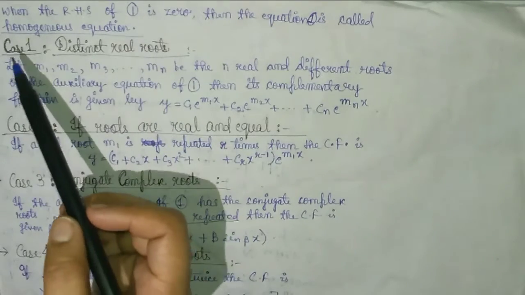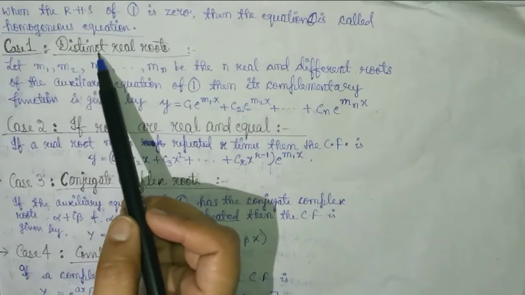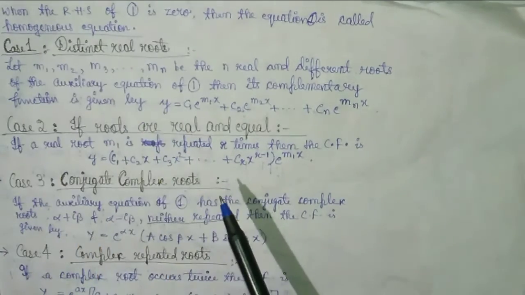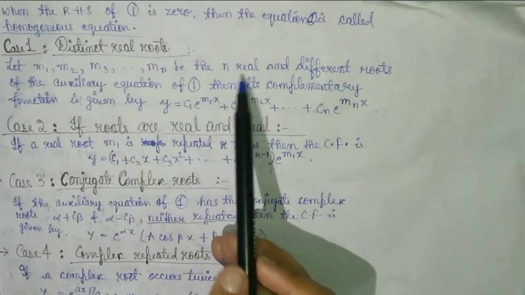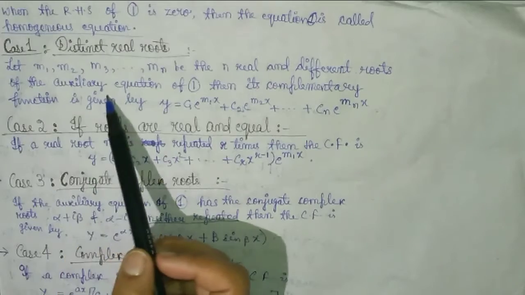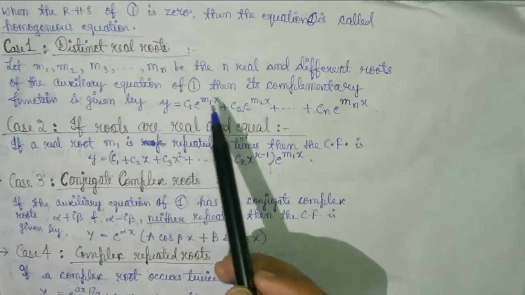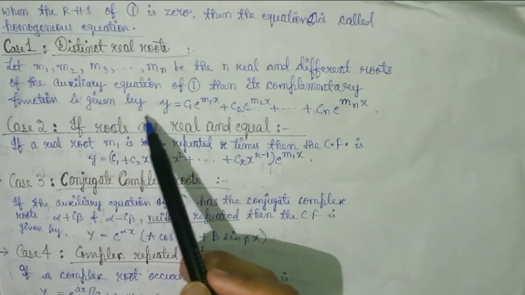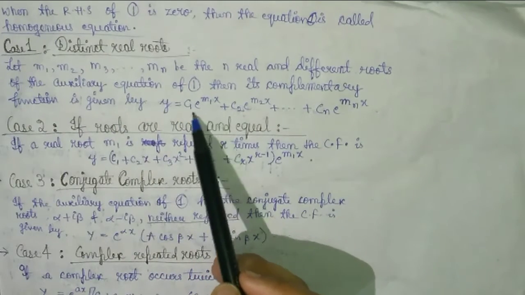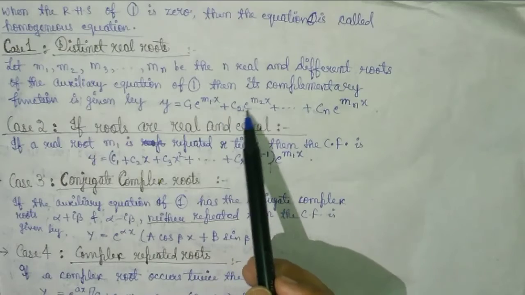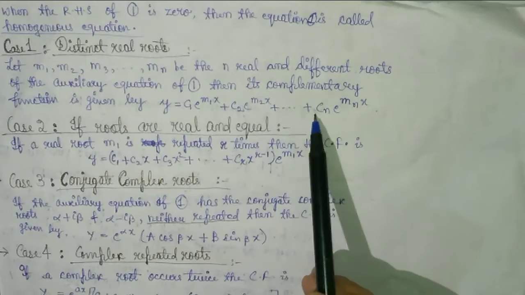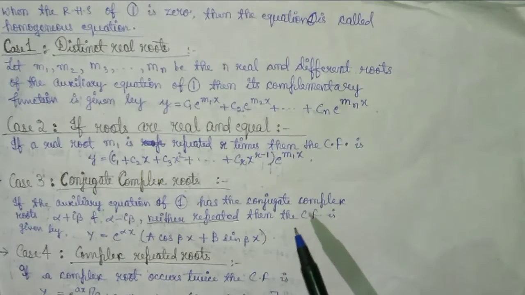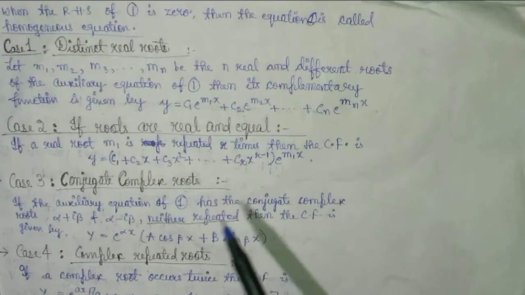Case 1: if the roots are real and distinct, meaning different. Let m1, m2, m3 and up to mn be the n real and different roots of the auxiliary equation of equation 1, then its complementary function is given by y equals c1 e^(m1 x) plus c2 e^(m2 x) plus and so on up to the nth term. Here c1, c2, cn, all these are constants. Now let us see how to find this and what the auxiliary equation is.